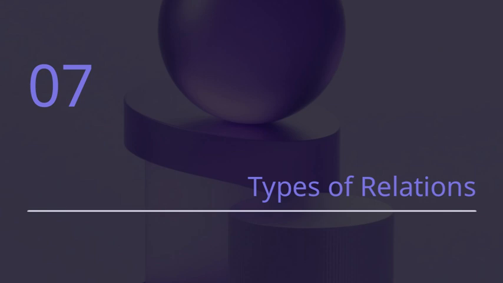Next, we have one-to-many relations, which are quite common. They occur when one element in a set connects to multiple elements in another set, like a single customer placing multiple orders. Then, there's many-to-many relations, which are a bit more complex. They involve multiple elements in one set relating to multiple elements in another. This often requires a junction or associative table to manage the connections effectively.